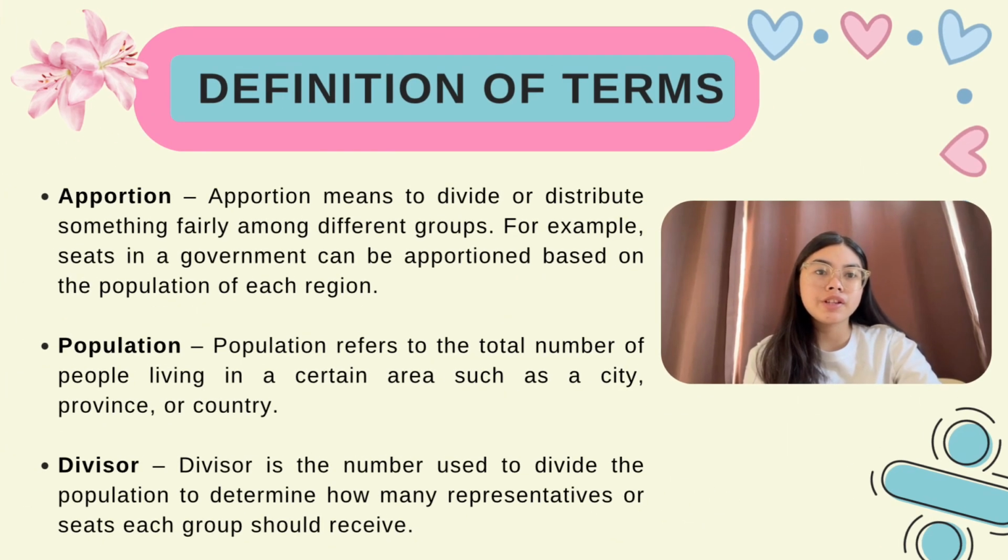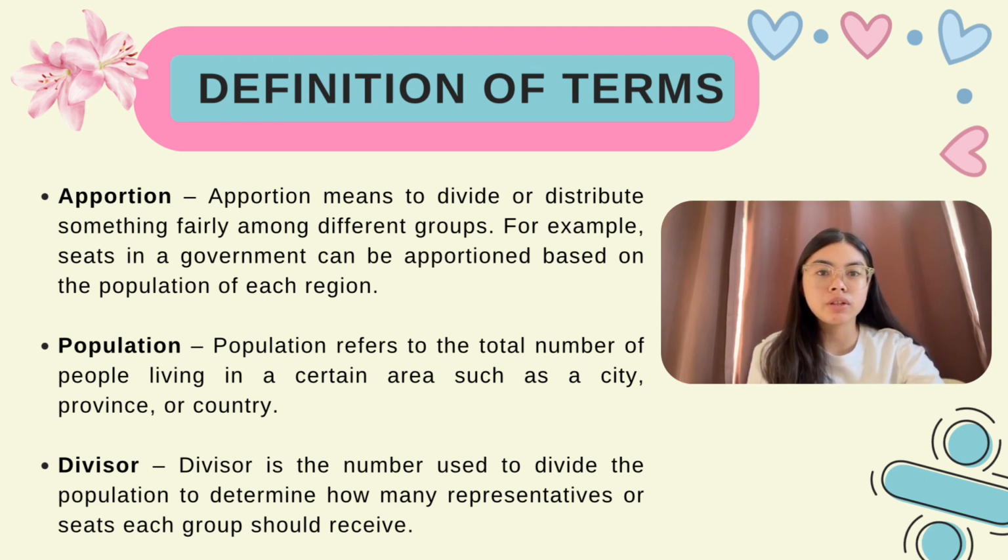Next is definition of terms. The first definition of terms is apportion. Apportion means to divide or distribute something fairly among different groups. For example, seats in a government can be apportioned based on the population of each region. In simple words, apportion means sharing something fairly among groups usually based on their population.